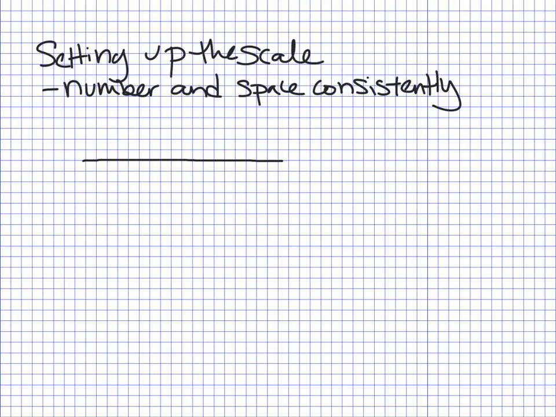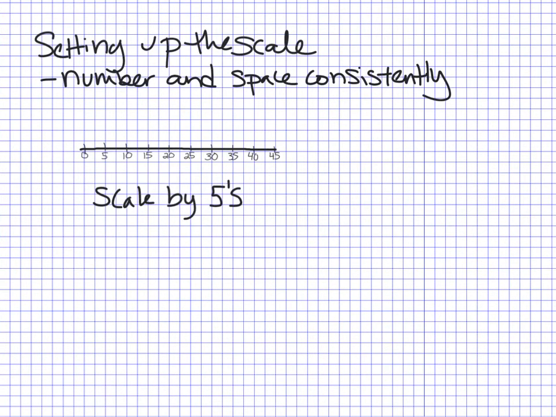So let's say this is going to be our scale here. Go ahead and draw this with me. Let's say that I want to scale by 5s. So I count by 5s going up. You can see that I put down one number every 2 spaces. You don't have to do that, but that's what I did on this one.